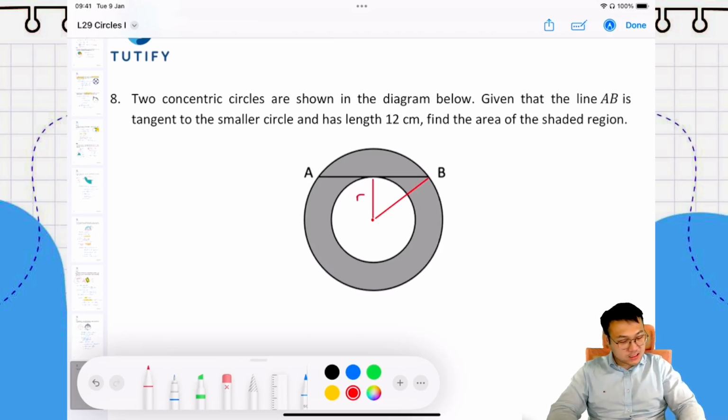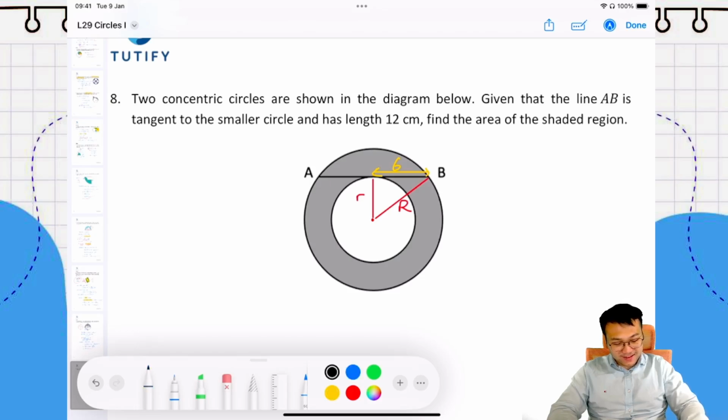So I'll call this a small r, and I'll call this a big R, because big R is the radius of the big circle. What else did they say? They said that the line AB is 12 cm. So if the line AB is 12 cm, then what is the length here? 6. It is half of 12, right?